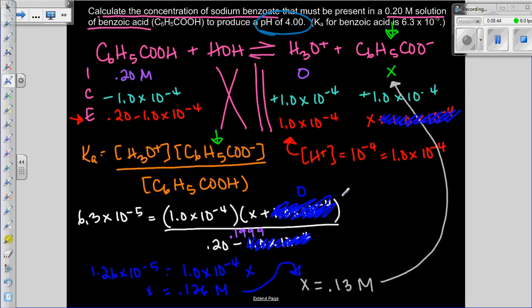So that tells me if I want to prepare this buffer, what I need to do is create a solution that is 0.2 molar in benzoic acid and 0.13 molar in sodium benzoate. Okay, second example.